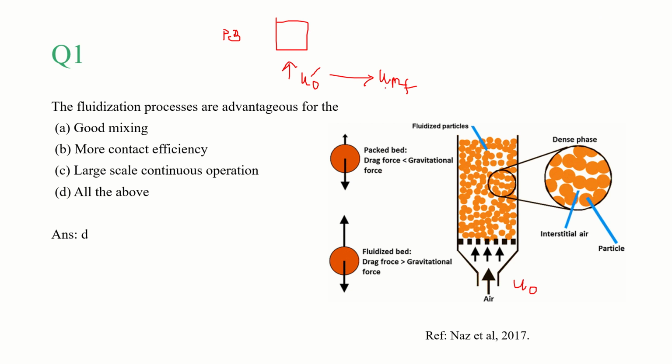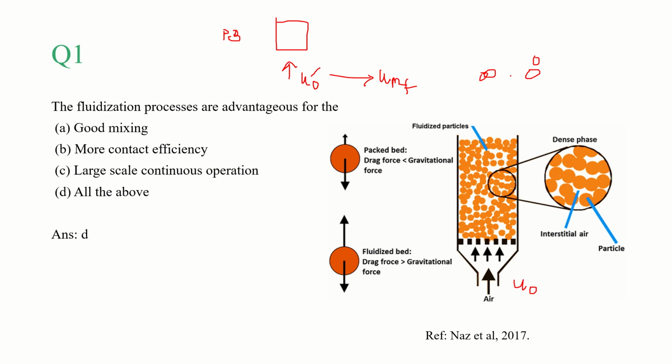So after it crosses the minimum fluidization velocity, what happens is that the particles start moving. Initially the particles would be closely packed, but once it is fluidized, the particles would be loosely packed and move according to the flow. So this is the fluidization process.